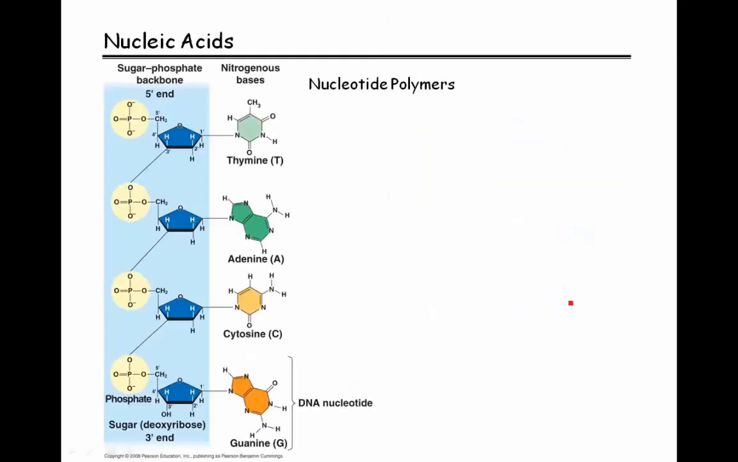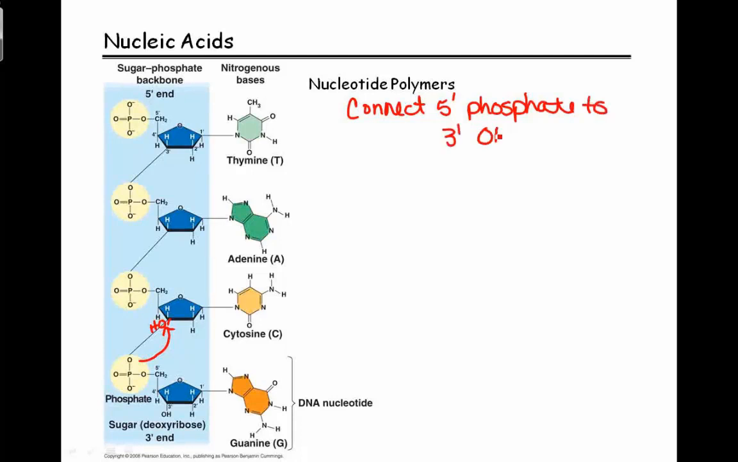Now, the way that these are going to be joined together to make a polymer will be by connecting the 5' end of one to the 3' end of the next one. So the nucleotide polymers are going to take this 5' phosphate right here, and we will basically connect it right to what was the hydroxyl group here on the 3' end. So we connect the 5' phosphate to the 3' sugar, or we could say the 3' hydroxyl group.